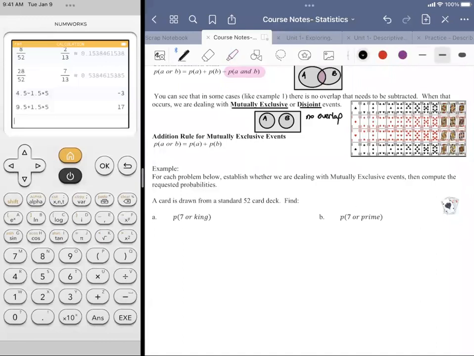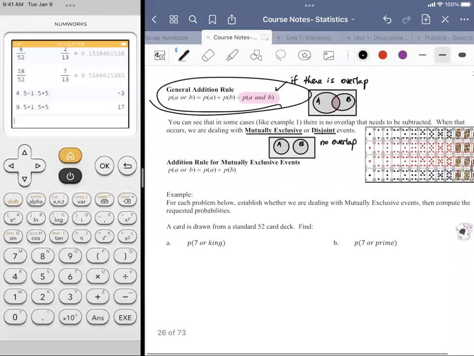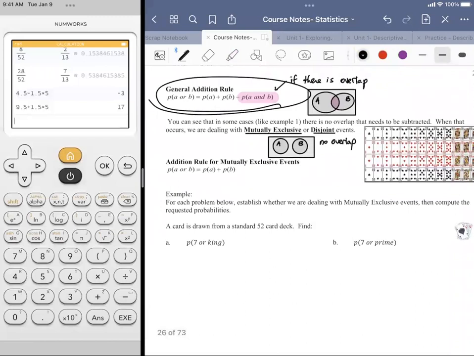So in the case of part A, we have the probability of getting a 7 or a king. If you're following this rule to the letter here, you might say, this is the probability of getting a 7 plus the probability of getting a king minus the probability of getting a card that is both a 7 and a king.